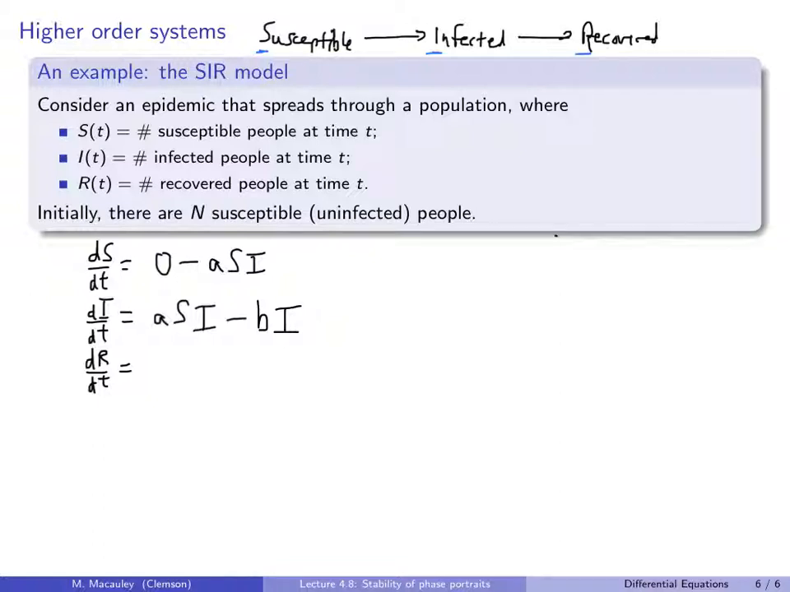So let me write this: the rate at which people get sick is proportional to S of t and I of t.